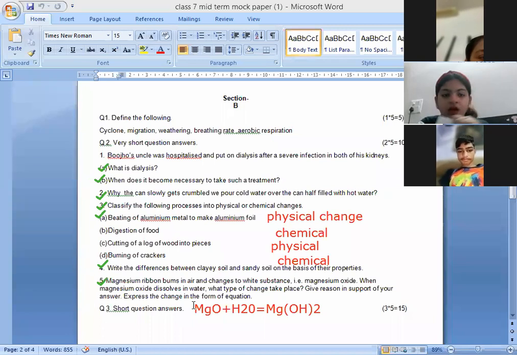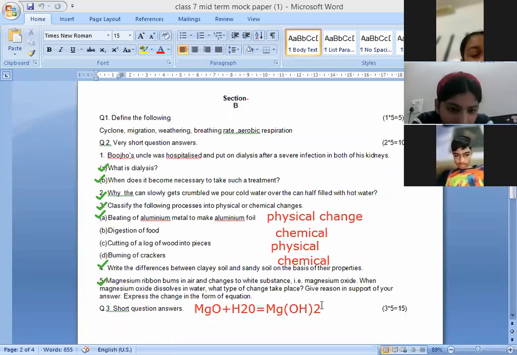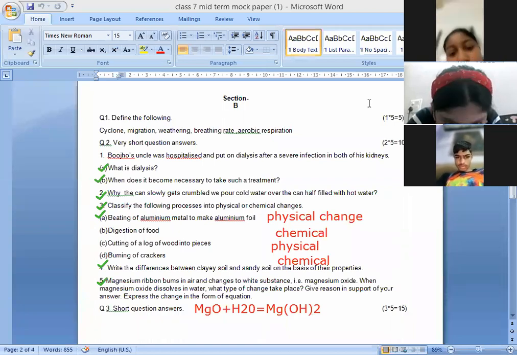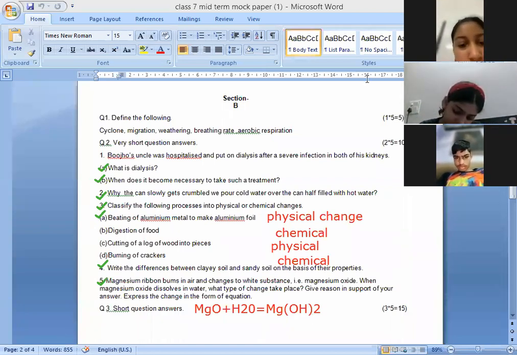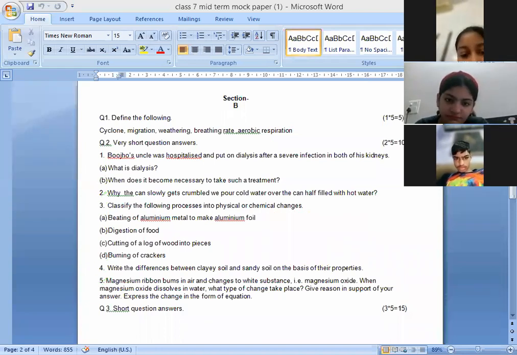So children, when magnesium and oxygen react, they form magnesium oxide, and when it reacts with water, it forms magnesium hydroxide. So in this way, you have to represent it in the chemical equation. Let's move to the next question.